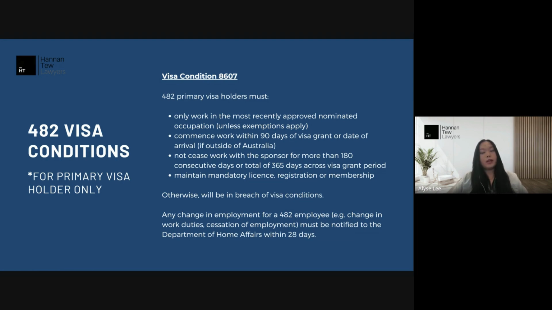They'll also need to start work in Australia within 90 days of arriving in Australia. If the visa was granted while the individual was in Australia, then they'll need to start within 90 days of the grant of their visa. Throughout the visa stay period, the individual would also need to maintain their mandatory license, registration, or membership if this was required for their occupation.